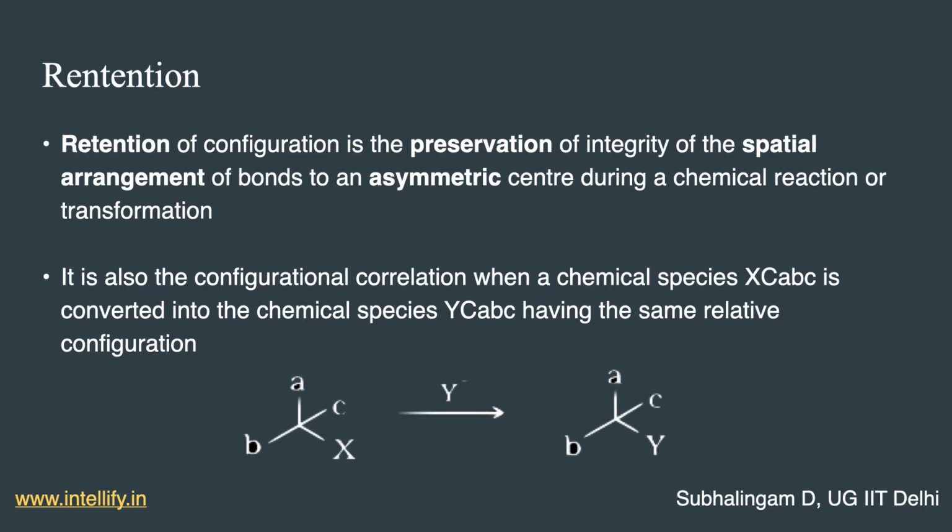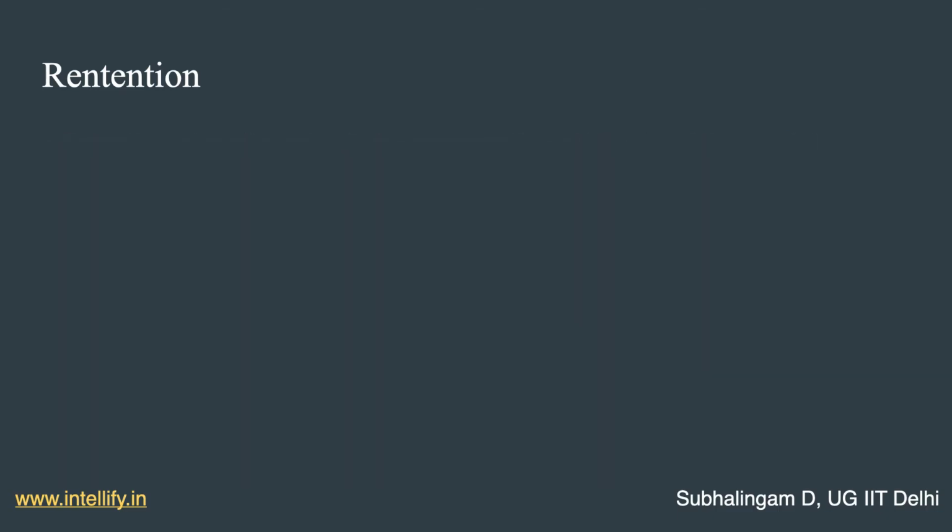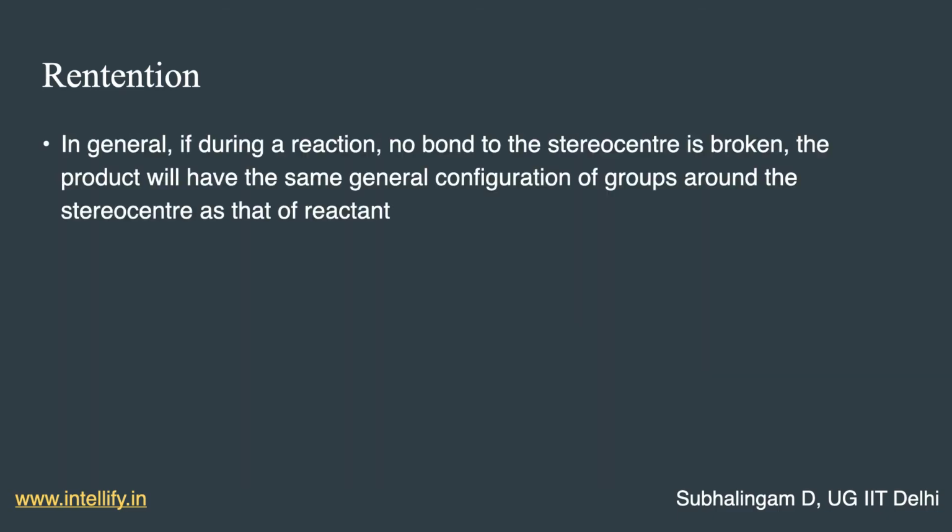It is also the configurational orientation when a chemical species, say XCABC, is converted into the chemical species YCABC, having the same relative configuration. So I have taken the compound ACXB and I treat it with Y. After the reaction, I get ACYB, the same order around that carbon. So this is called retention of configuration after the chemical reaction. The relative ordering of all the groups is preserved.